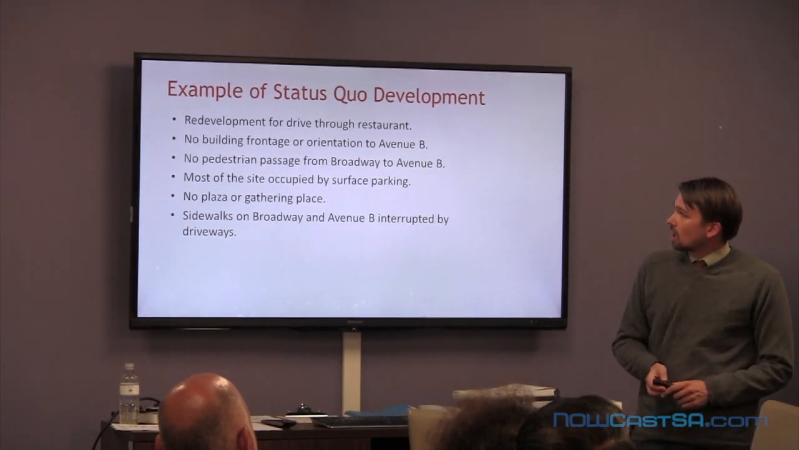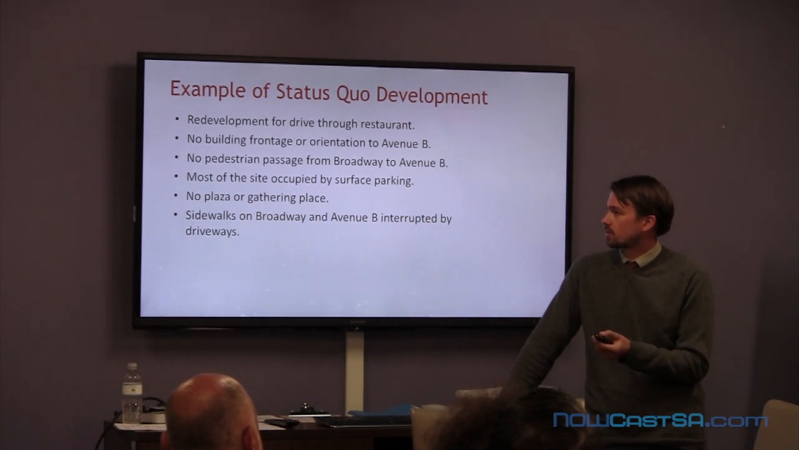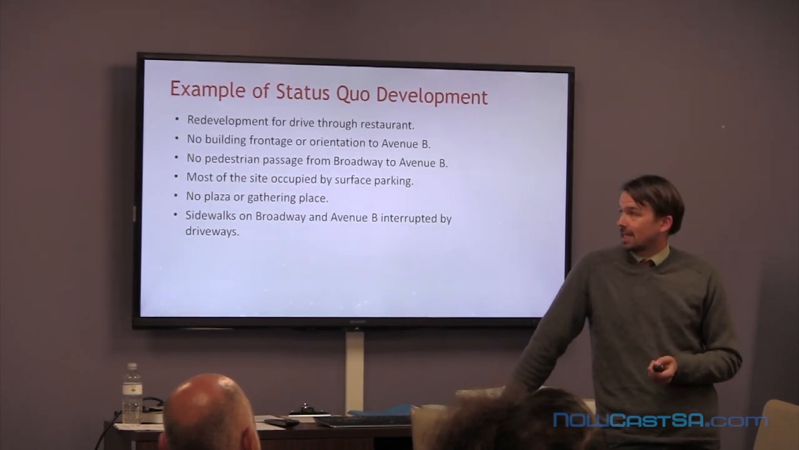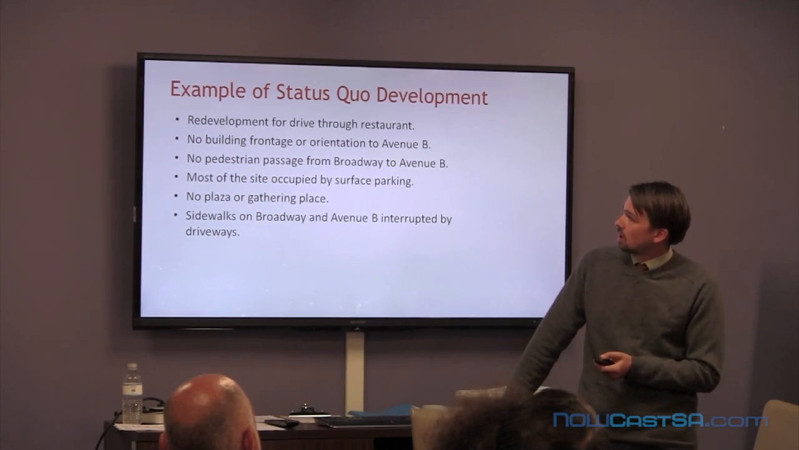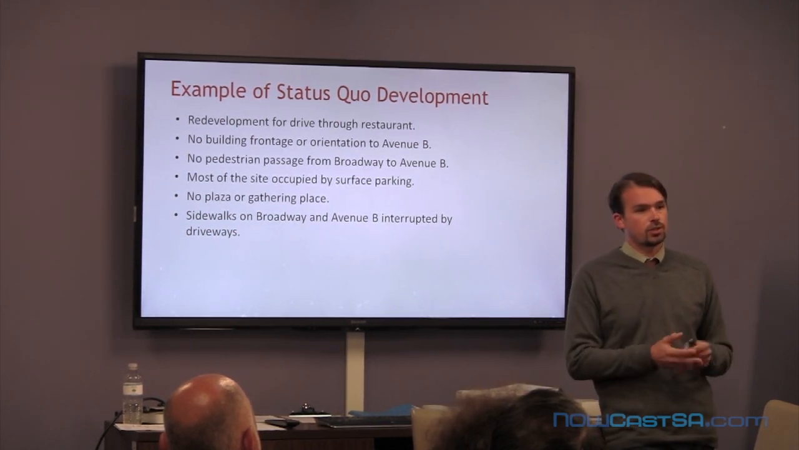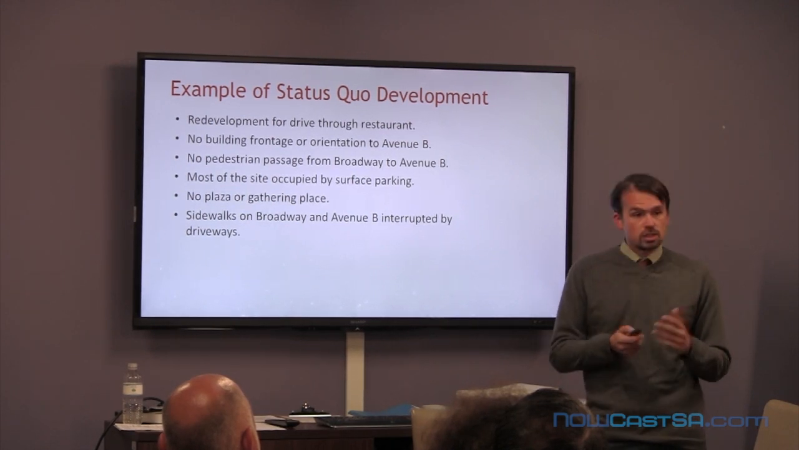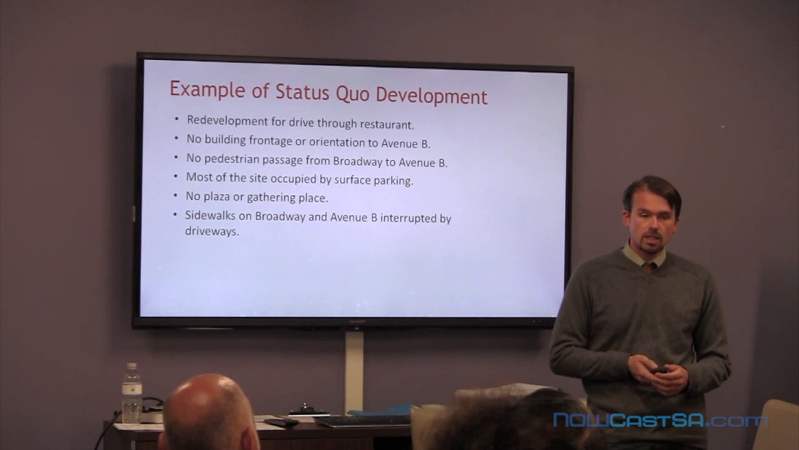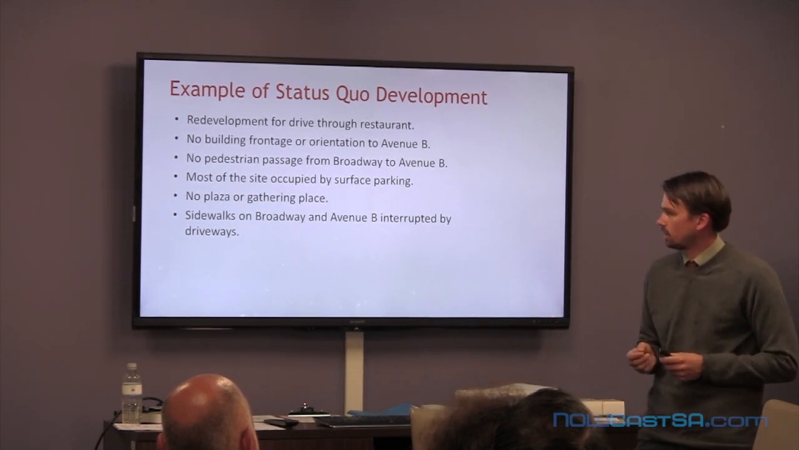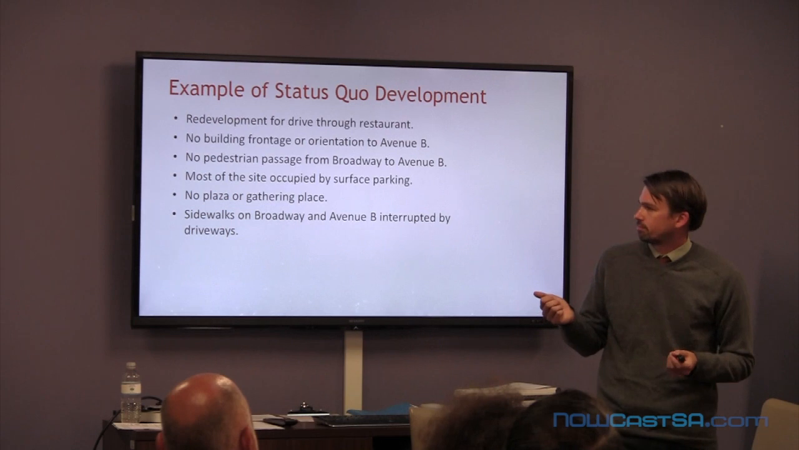And so an example I wanted to share with you of the kind of buildings or redevelopment that seems like it's allowed or encouraged on Broadway now, and is different than some prior planning efforts laid out, would be, for example, a restaurant that has a drive-through window that doesn't have any sort of orientation or relationship to Avenue B. So there's not a pedestrian, a vibrant space on Avenue B. Most of the site can be occupied by a parking lot instead of having to be used for a building with more people, with maybe the parking in the structure next door, more dense parking. It wouldn't have a public plaza or gathering place, and there'd be driveways interrupting the sidewalk.